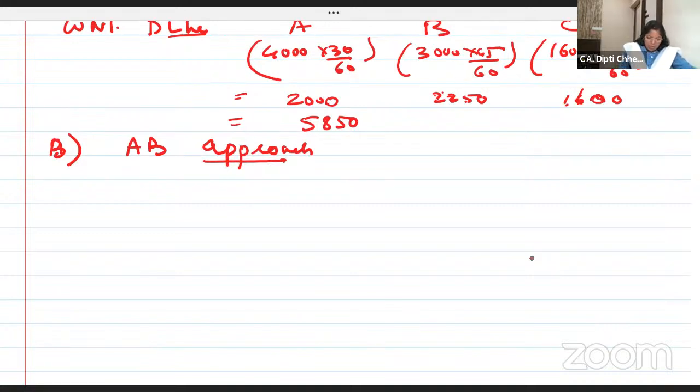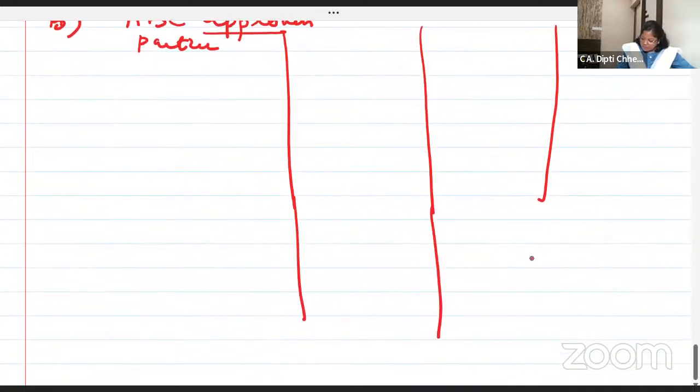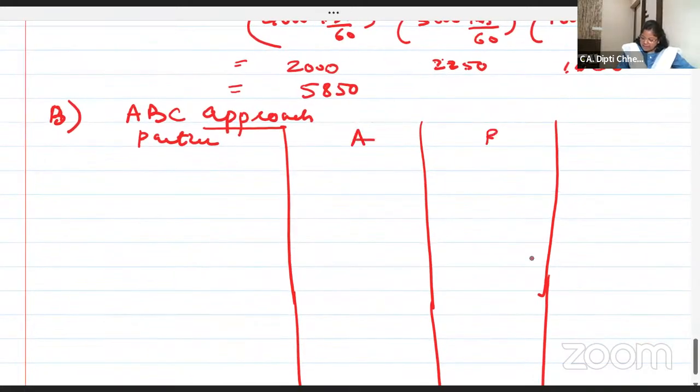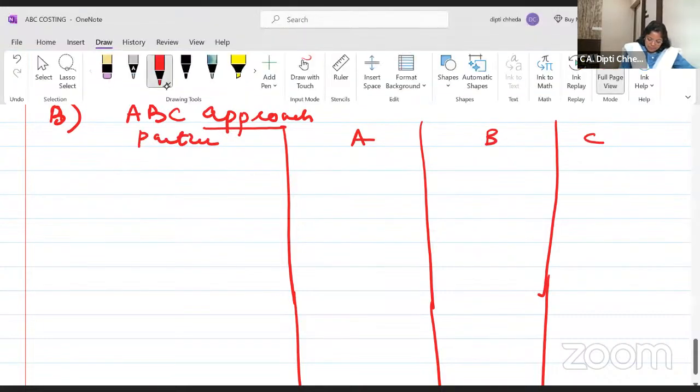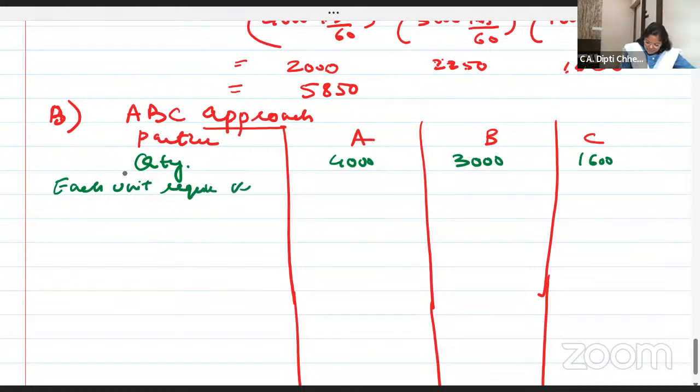So here I'll show you how to do it. ABC approach. This is again a working, not the main answer. A, B and C. Quantity or number of units: 4,000 units, 3,000 units, 1,600. Each unit requires kgs. 1 unit requires 4 kg, 6 kg, 3 kg.